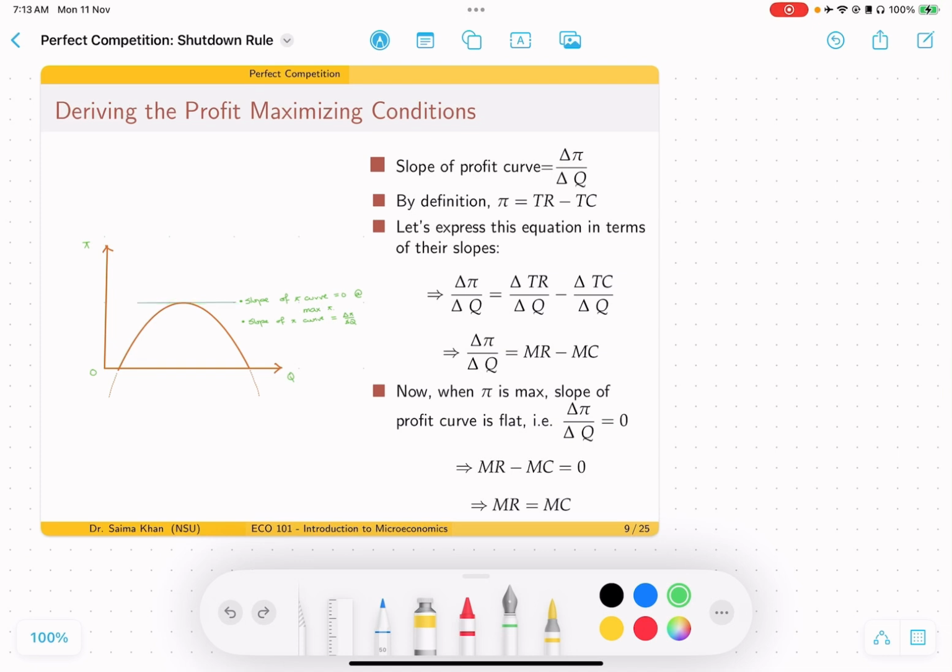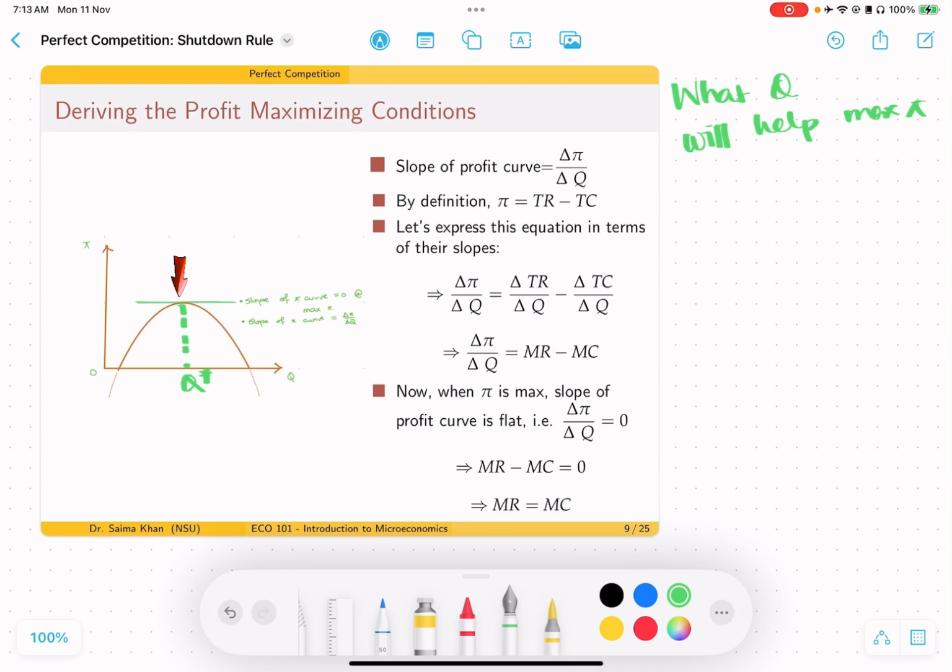So what you have to remember is the main question that firms are asking themselves is, what quantity should I produce that will help me maximize profit, right? And the answer we can find in this profit function, profit curve, right? The maximum profit occurs at that quantity, right? Let's call this Q star.